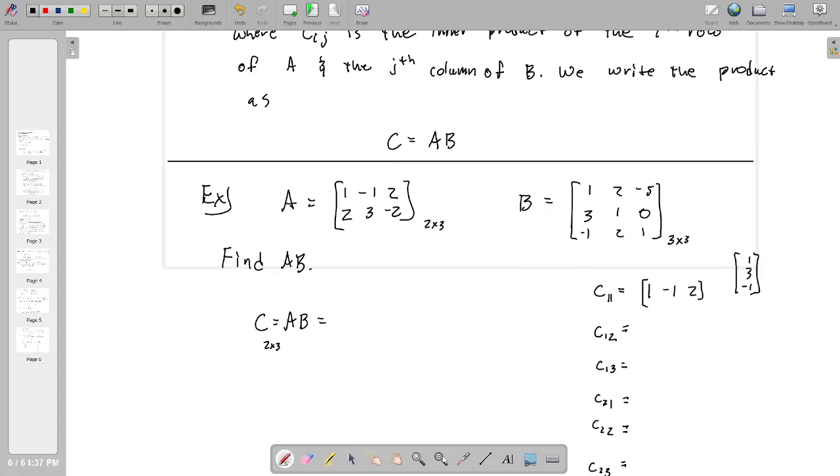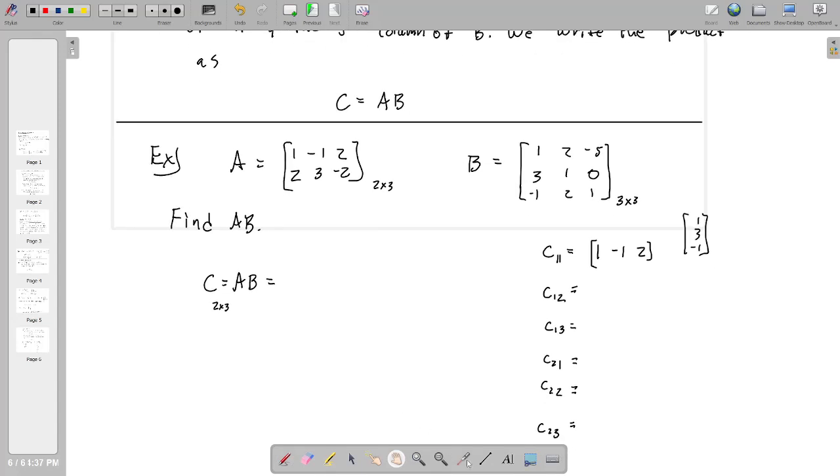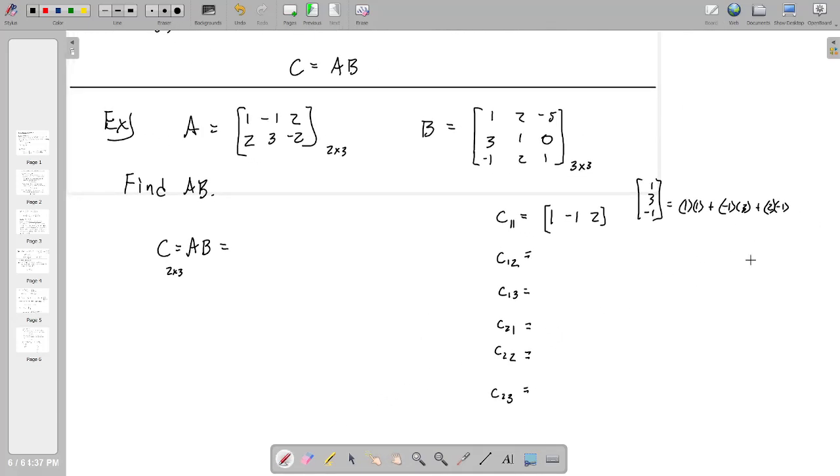Again, we multiply their entries. 1 times 1 plus negative 1 times 3 plus 2 times negative 1. And what do we get? 1 minus 3 minus 2. We get negative 4.